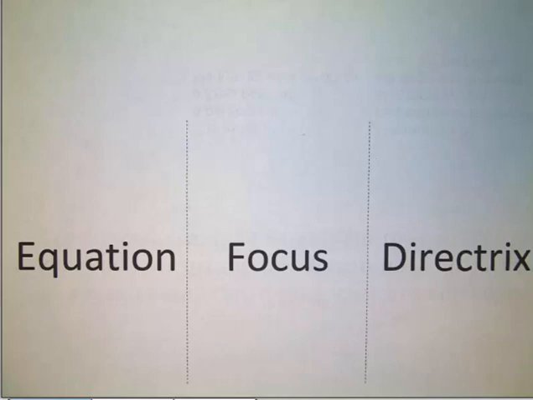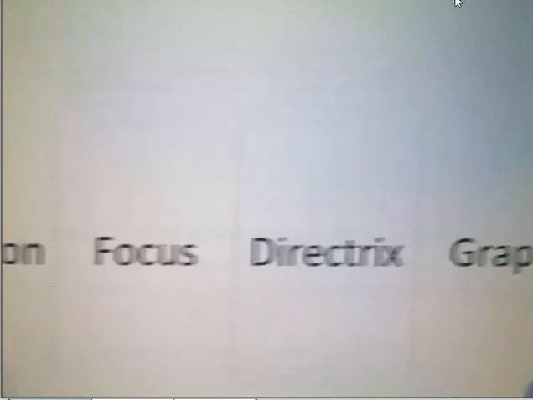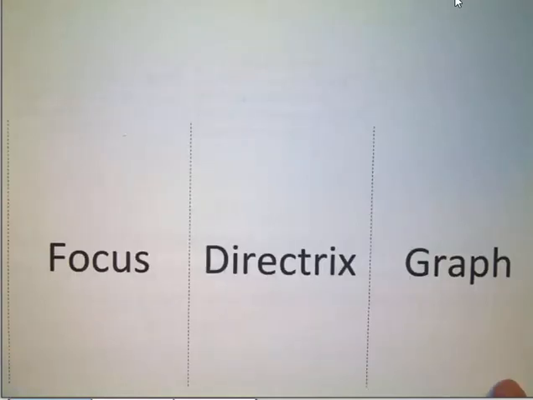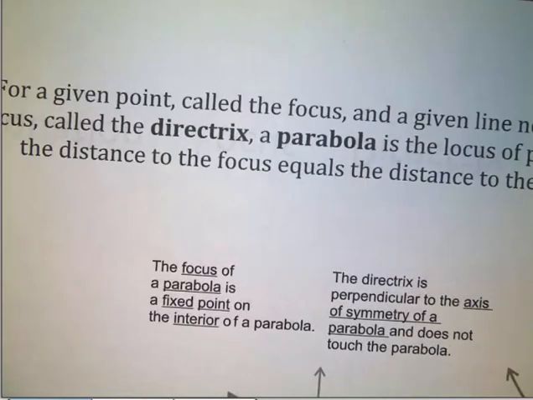This lesson is on the locus definition of a parabola. You should have the two interactive notebook handouts I gave you in class. The first one looks like this. It has the 4 columns with equation, focus, directrix, and the one you can't see that says graph. When we open it up inside, we have a definition.